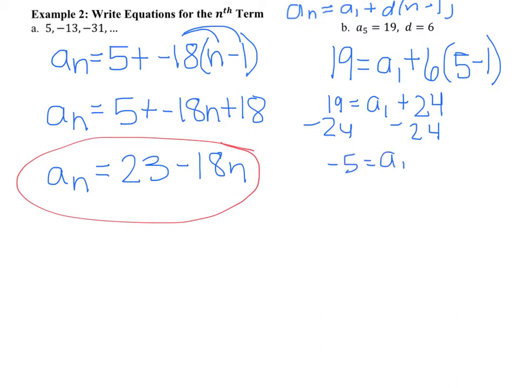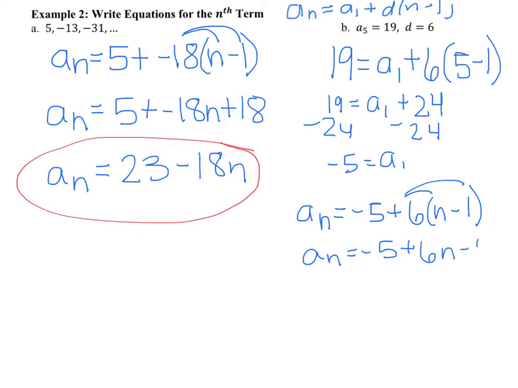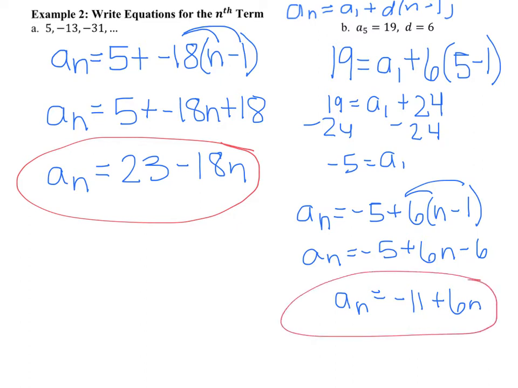So now I'm going to write my general rule, leaving my n's in the equation. So I have a sub n equals negative 5 plus, they gave me d was 6, and we're going to leave our n's this time, so n minus 1. And now, again, I'm going to simplify. So I have a sub n equals negative 5 plus 6n minus 6, and then I can just combine my like terms. So a sub n equals negative 5 plus negative 6 is negative 11 plus 6n. And that will be my final answer in this case.